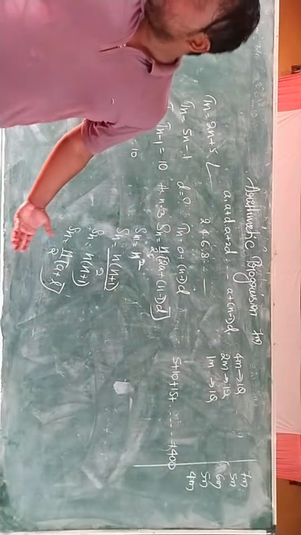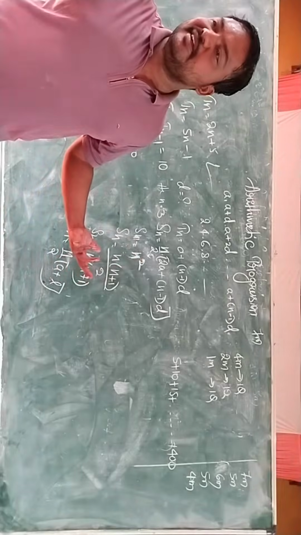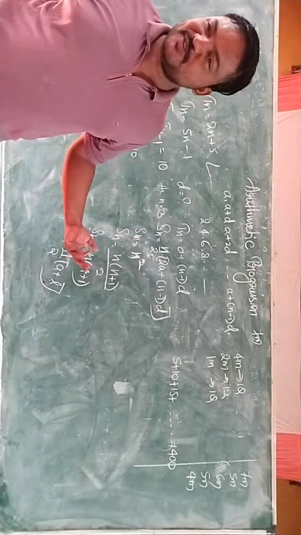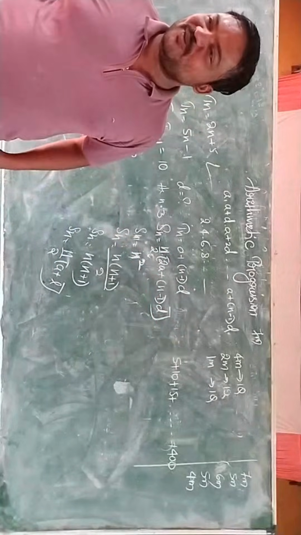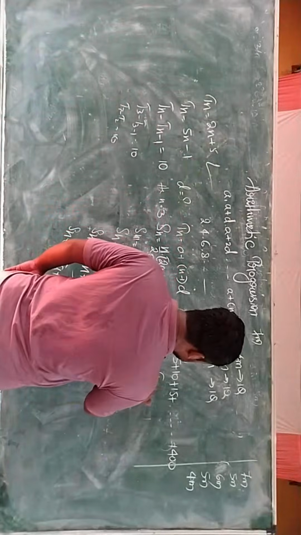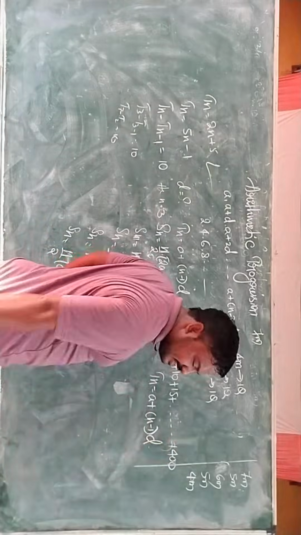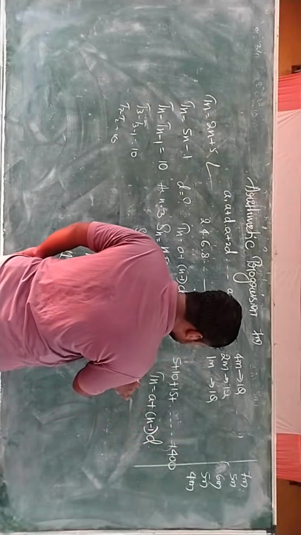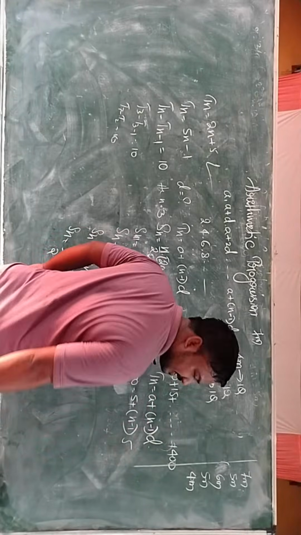Which formula can you use here? Sn or Tn? I know a few of the students are saying Sn because I had mentioned plus, right? No. Here we can use Tn. Tn is equal to a plus (n minus 1) into d. Tn is given as 400. a is 5. n we don't know. And d is also 5.